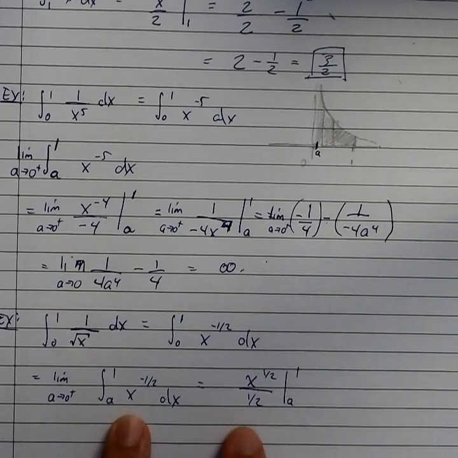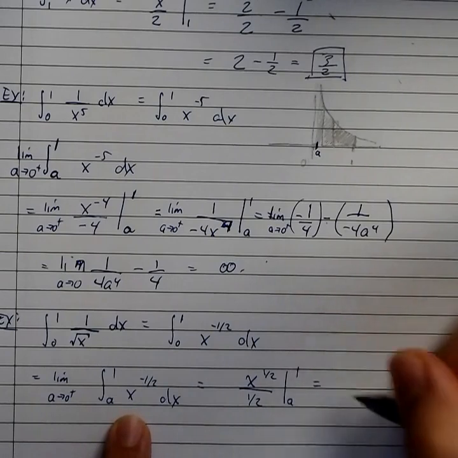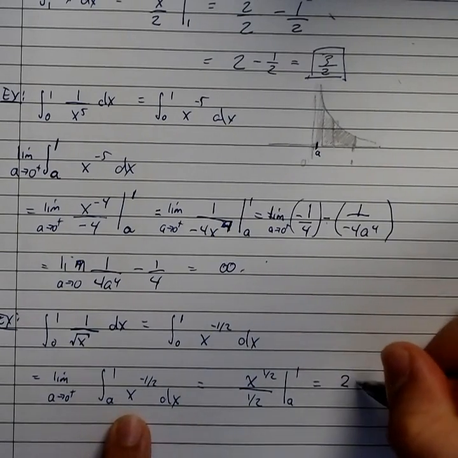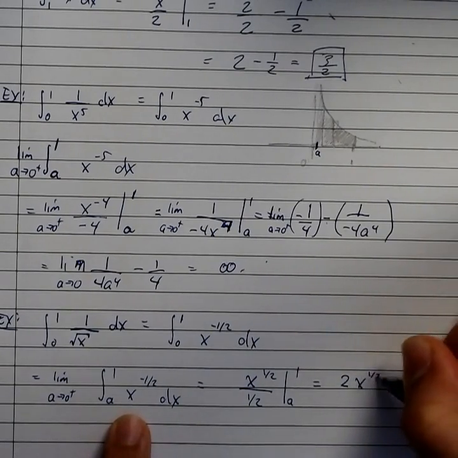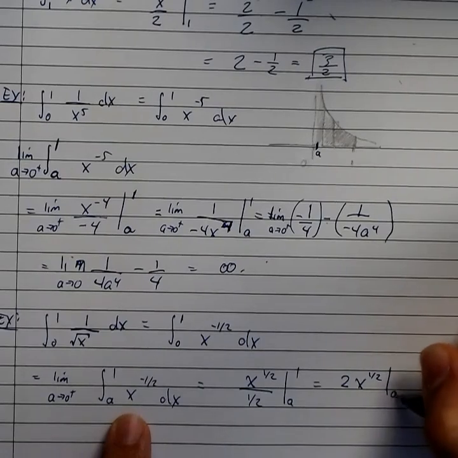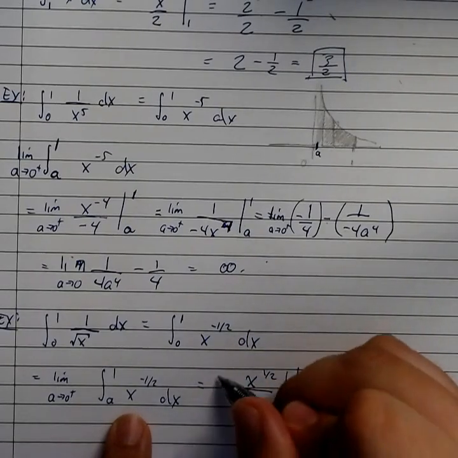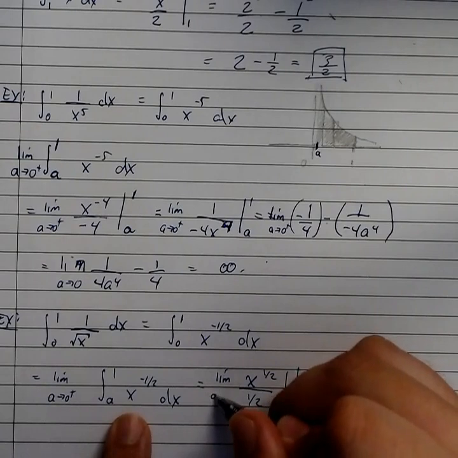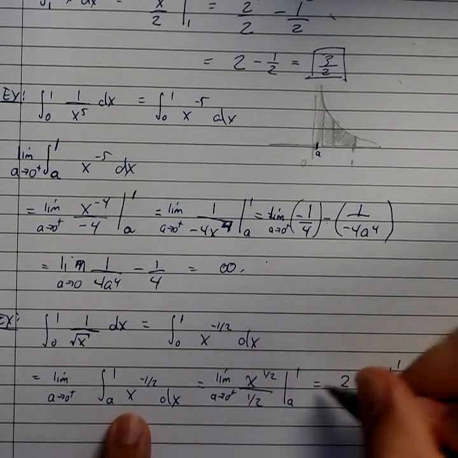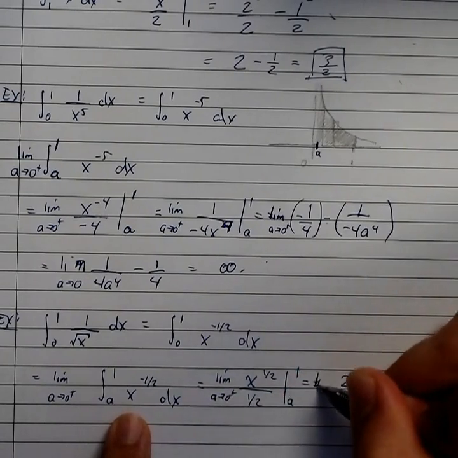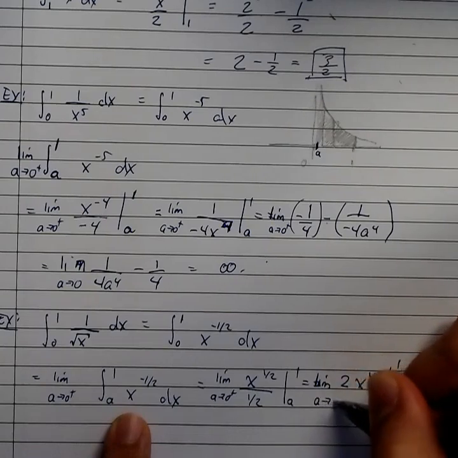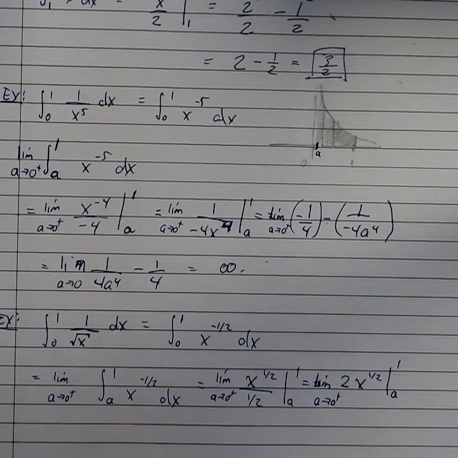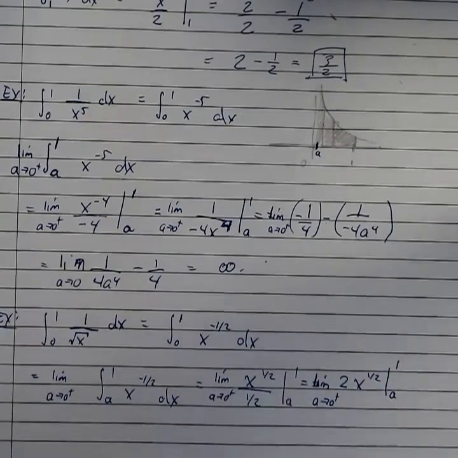Here I'm dividing by a fraction. That's the same as multiplying by a reciprocal, so let me write that in a friendlier way. That's 2x to the 1/2 evaluated from a up to 1. And here I'm forgetting my limit, which I should not be doing. So that's the limit as a approaches 0, and here that's the limit as a approaches 0. Okay. So now I can take this and evaluate it from a up to 1.